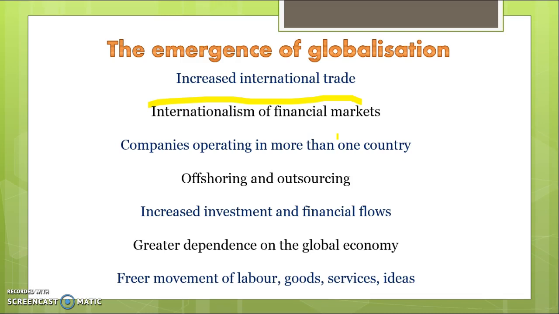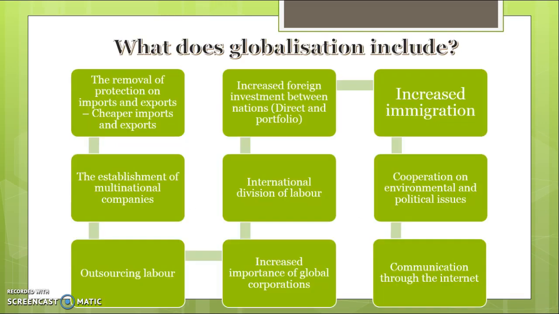Increased investment, so you can invest in overseas companies, and they can invest in Australia. So for example, Japan can invest in Qantas, or Australian companies can invest abroad, and these are all examples of globalisation. And then freer movement of labour, so increased immigration, goods, services and ideas. So all of these things are incorporated within globalisation.